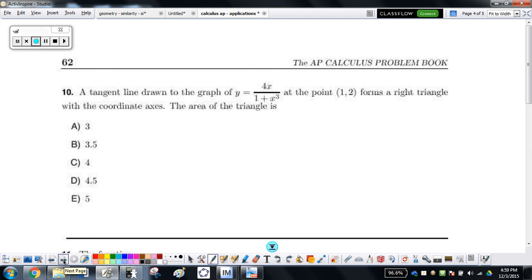Tangent line, this is a hard problem. The one that I chose for the real test is a little bit easier than this one. The tangent line drawn to that graph at the point (1, 2) forms a right triangle with the coordinate axes. The area of the triangle is... pretty peculiar problem, right? This is more like what you'd see on those problem-solving things at the end of the chapters on the big paper, but still not too hard. There's a couple things you have to know. One is, of course, what is the tangent line?